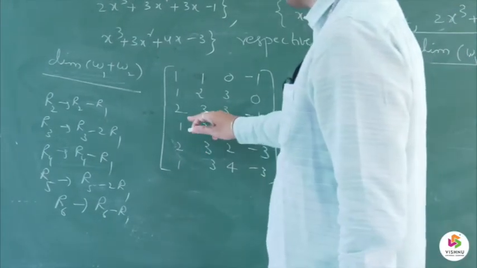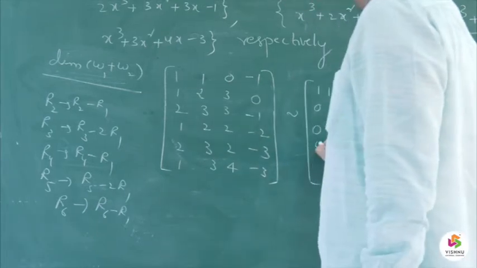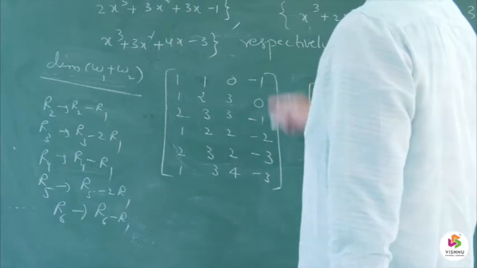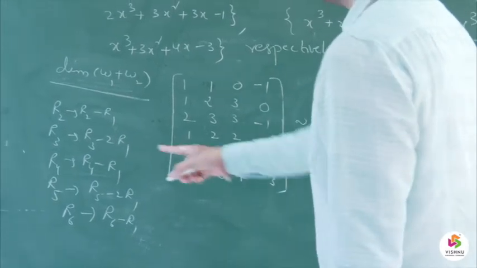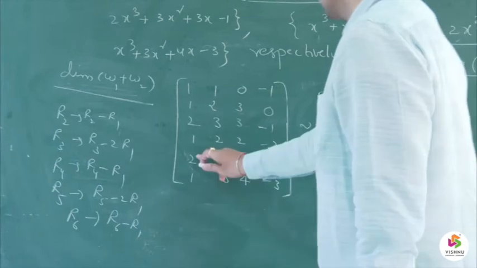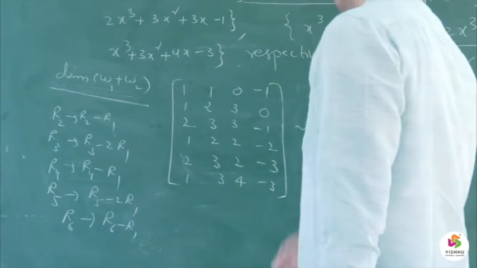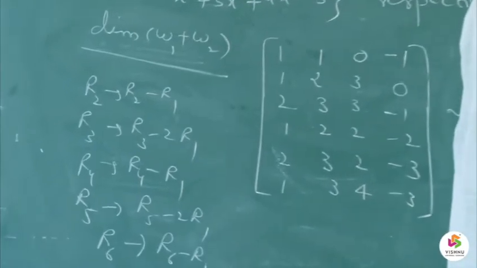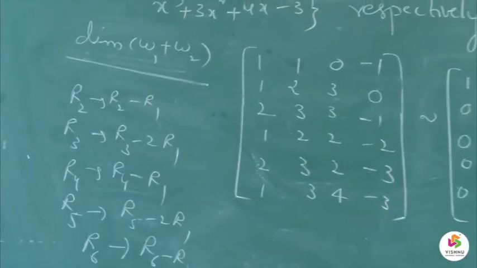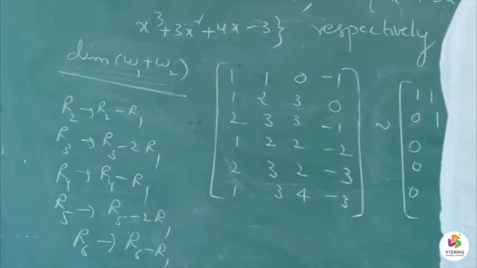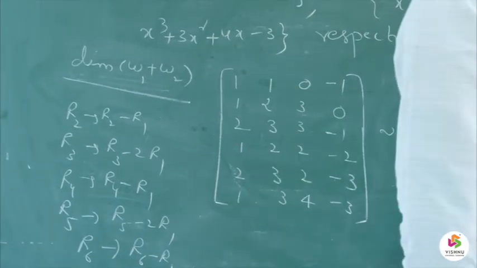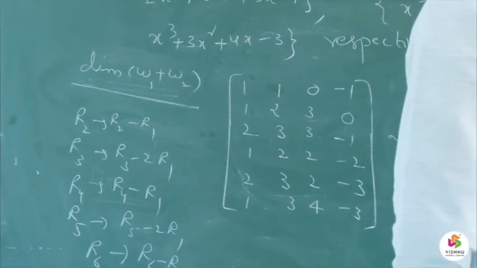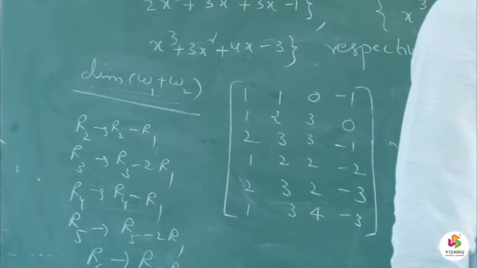So R4 tends to R4 minus R1, so 1 minus 1, 0, 2 minus 1, 1, 2 minus 0, 2, minus 2, this is minus 1. R5 tends to R5 minus 2 R1, so this you are performing 0, so this is again 1, so this is 2, then you have minus 1. R6 tends to R6 minus R1, so this is again 0, 3 minus 1, 2, this is 4, this is minus 2.